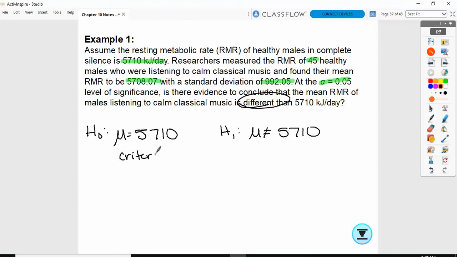Criteria: if I'm talking about mu, either I have to tell you it's normal or n has to be bigger than 30. My n was 45, so 45 is bigger than 30, so my criteria is satisfied here. We can move forward.